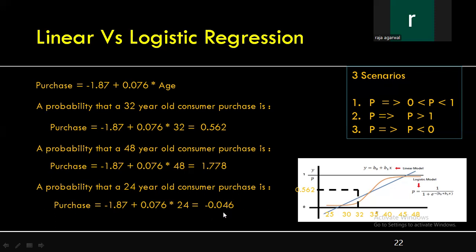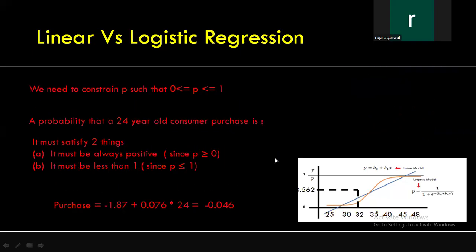But the remaining two scenarios are at the other extreme, right? The values are going above 1, or going below 0. These two issues need to be addressed. So you need to bound these values between 0 and 1.